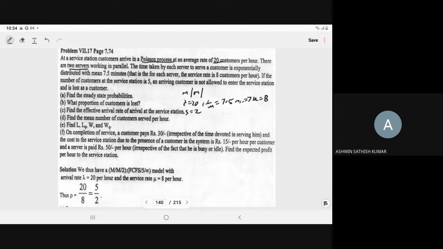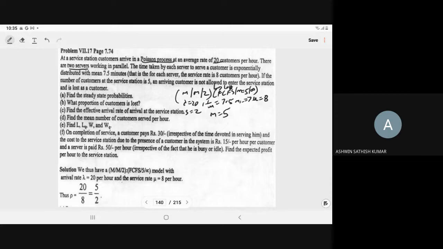If the number of customers at the service station is 5, an arriving customer is not allowed. If the number of customers is 5, then no further customers are allowed, that is the lost customer. So here you can say this is the M/M/2/FCFS/5/infinity model. Find the state probabilities. So first we have to compute the state probability.